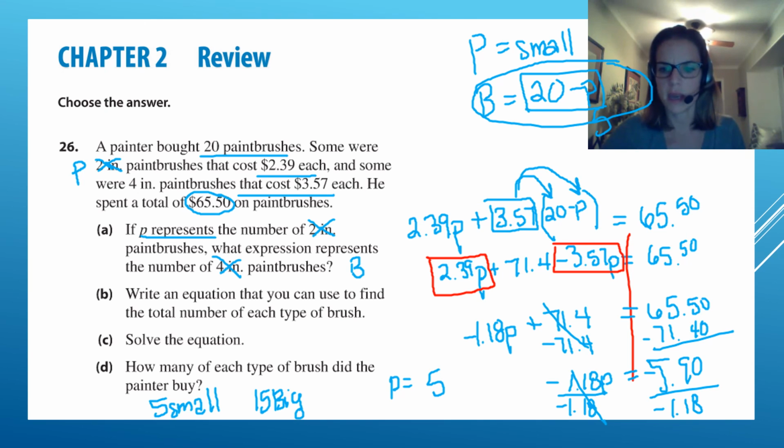And I have negative 1.18p over here. I want to get p all by itself. I am multiplying by a negative 1.18, so I'm going to divide by a negative 1.18, and that is going to give me p equals 5. So I have 5 small paintbrushes, and then it tells me that the big paintbrushes are the 20 paintbrushes minus the small ones. So I'm going to take 20 minus 5, and that's going to give me 15 big paintbrushes.